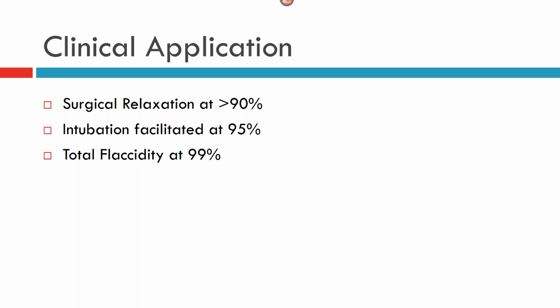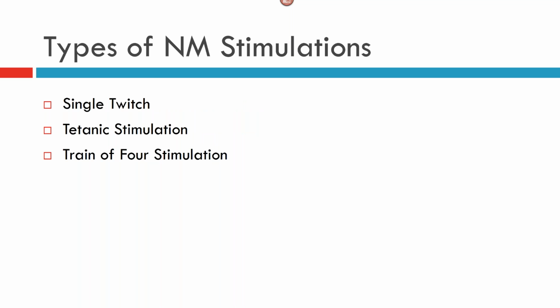In order to achieve surgical relaxation, we need more than 90% of muscles in the body blocked. So 90% muscle relaxation is required for surgical relaxation. For intubation, we need 95% muscle relaxation. And in order to have total flaccidity, paralysis, we need 99% muscle relaxation.